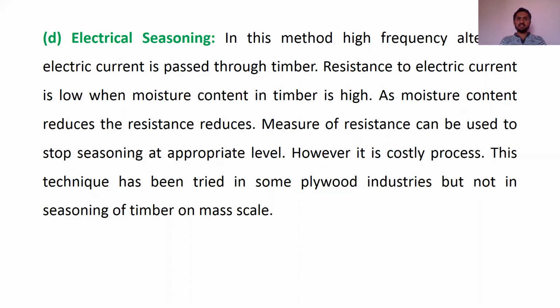So when this alternate electric current is passed through the timber, if there is more moisture content, there will be more conduction. If there is no moisture content, there is no conduction, right? So when it is applied, this timber gives resistance to the passage of current, but due to the moisture content there will be a transmission. So when it is continuously being applied, the moisture content can be reduced.